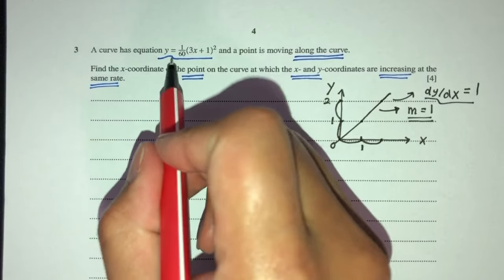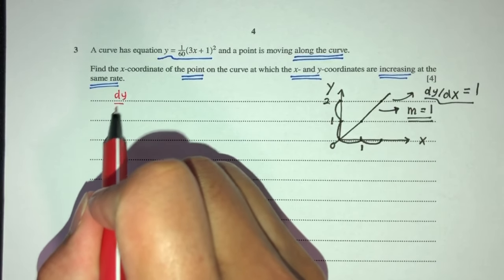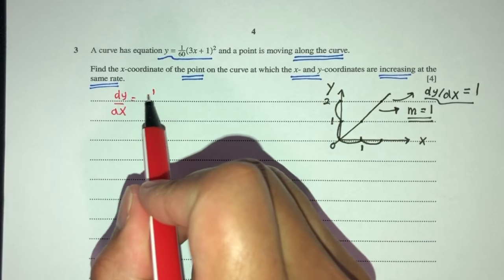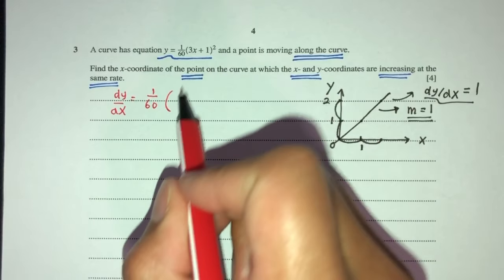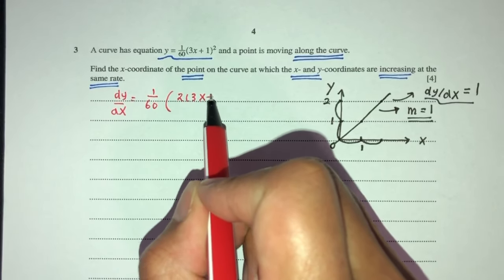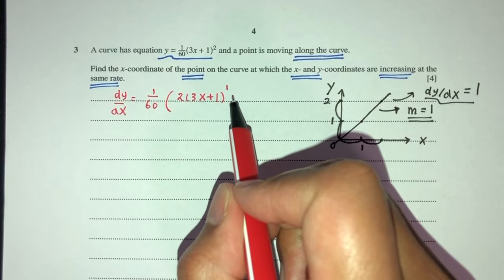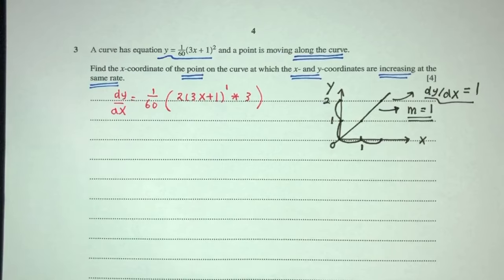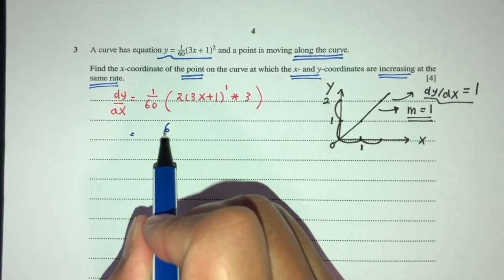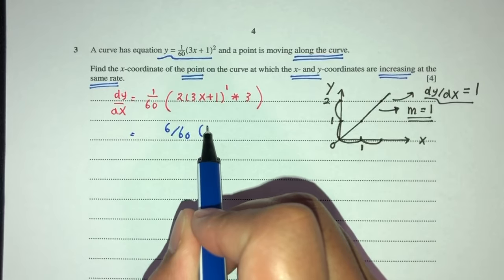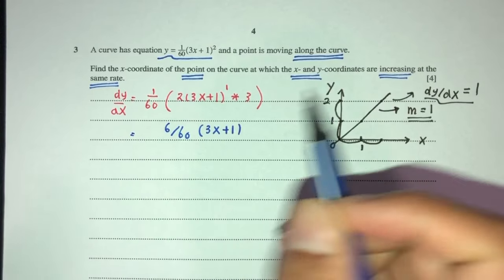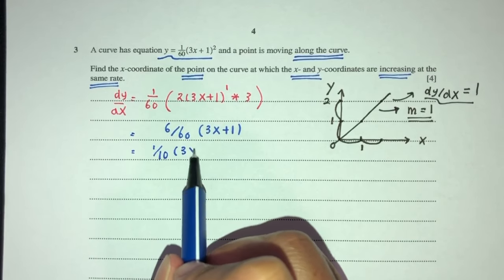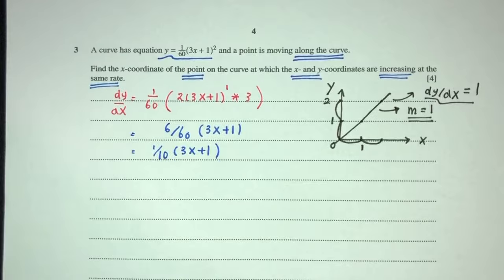So first things first, we have y as this, so find dy by dx to begin with. Now 1 over 60 is just a multiple, you can leave this outside. That will be 2, 3x plus 1, minus 1 becomes 1, and then times d by dx of this, that should be just 3. Simplify, that will be 6 over 60 times 3x plus 1. That will be the value of 1 over 10, 3x plus 1. This is your dy by dx.